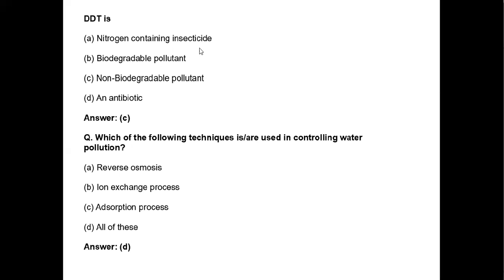DDT is a nitrogen containing insecticide, or biodegradable pollutant, or non-biodegradable pollutant, or an antibiotic. Remember, as I have already discussed in previous questions, DDT is a non-biodegradable pollutant. It is not biodegradable. So option C is right answer. Which of the following techniques is or are used in controlling water pollution? Reverse osmosis, ion exchange, adsorption process, all of these above. As all the processes are involved in water purification techniques, option D is right answer.